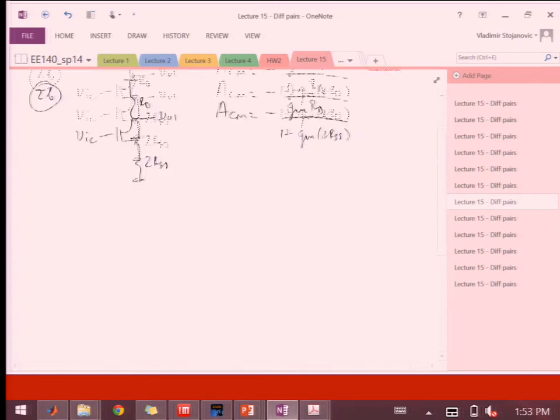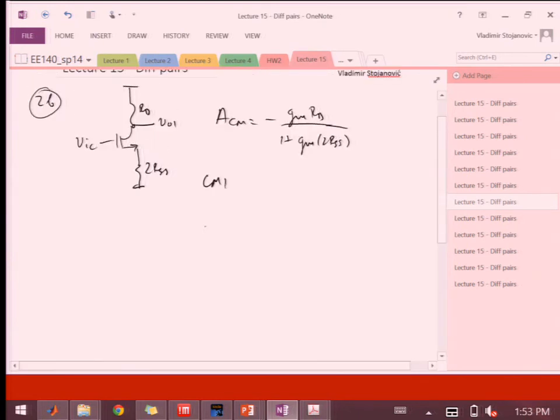So from here, what is the common mode? Or in this, we can also add the GMB factor. Here I can also put just this.